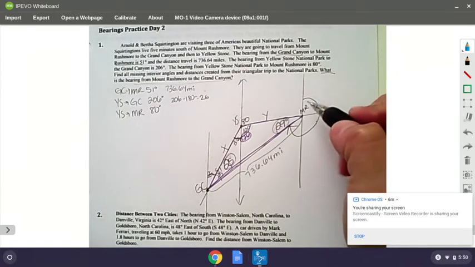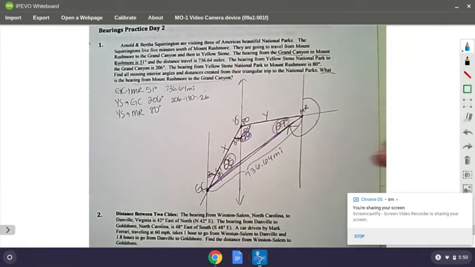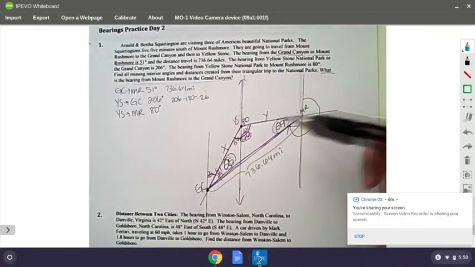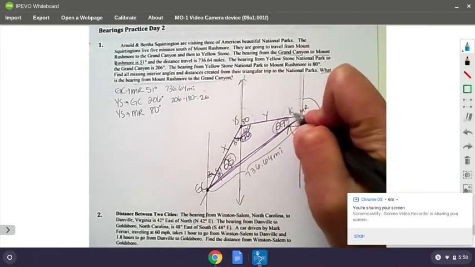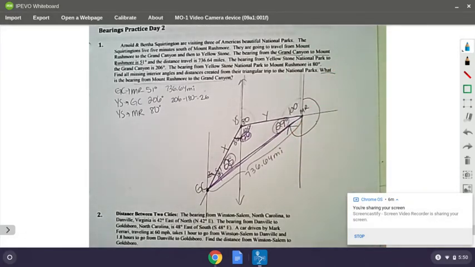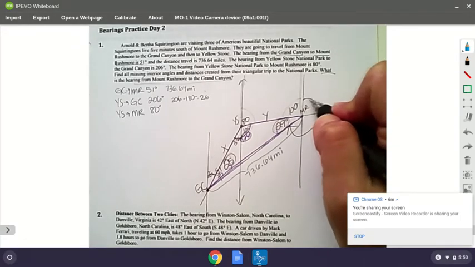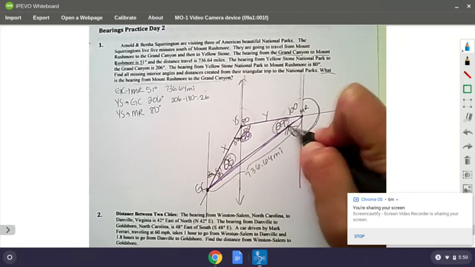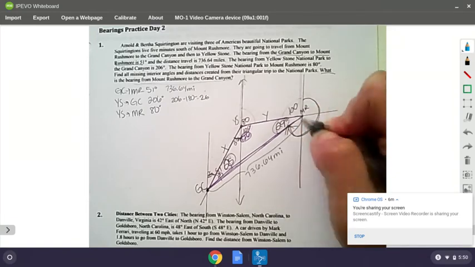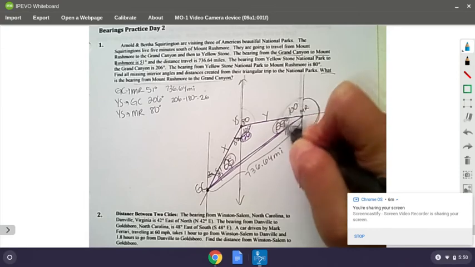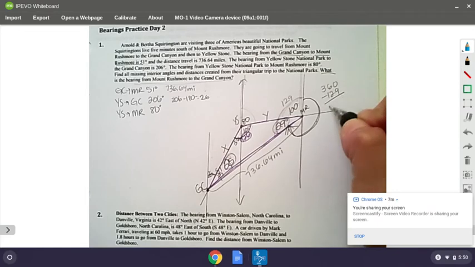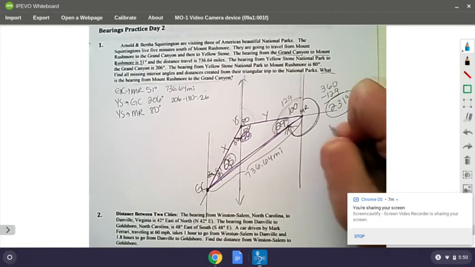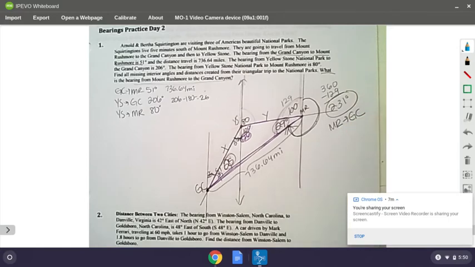So really what we're going to have to do is find as many angles as we can. One thing that pops out to me is this line is parallel to this one, obviously, with this transversal. These are consecutive interior. So if this is 80, this one's 100. So what you can do is notice that this bearing from Mount Rushmore to Grand Canyon is almost like this full circle, subtracting this part. So this whole angle is 129. If you do 360 minus 129, that will give you the bearing. It's 231 from Mount Rushmore to Grand Canyon.